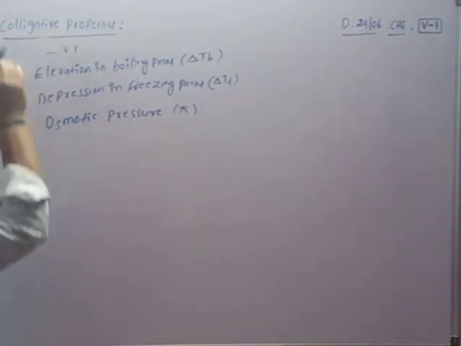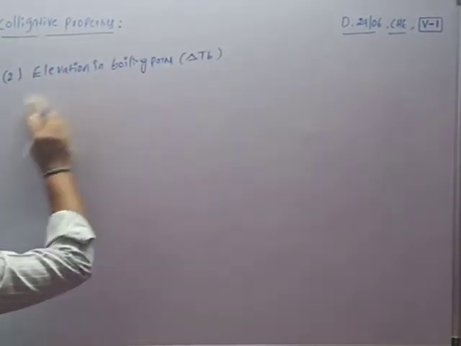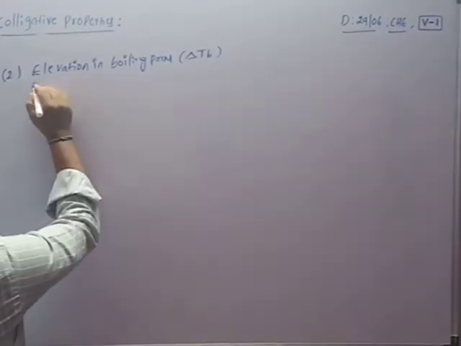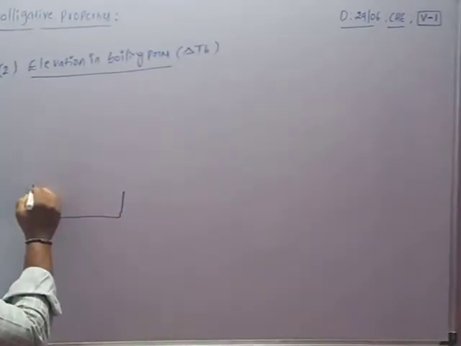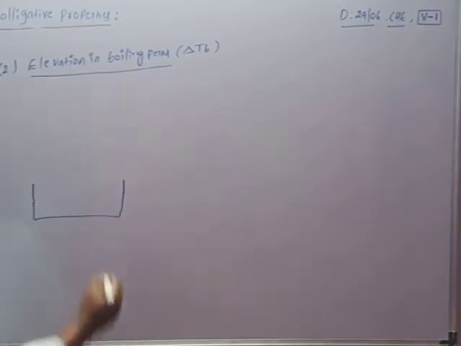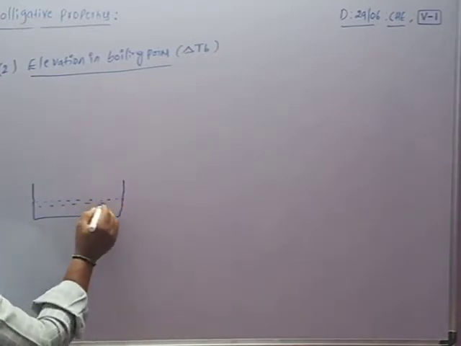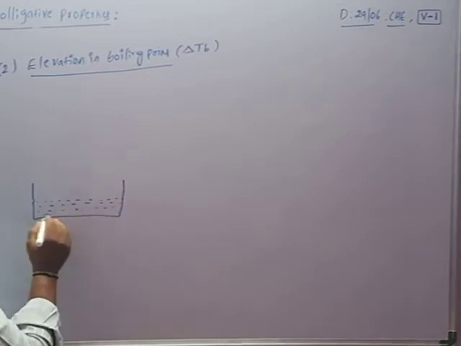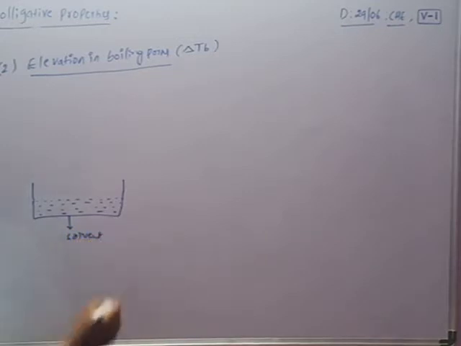Now the second one is elevation in boiling point. For example, let us consider a vessel. A pure solvent is taken in the vessel. For example, water is the best solvent, the universal solvent.